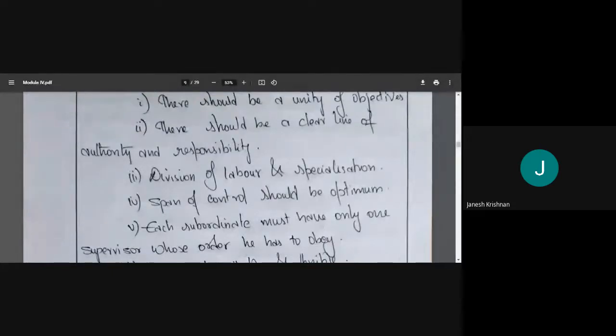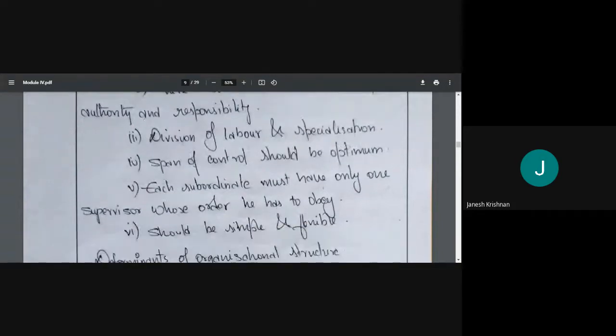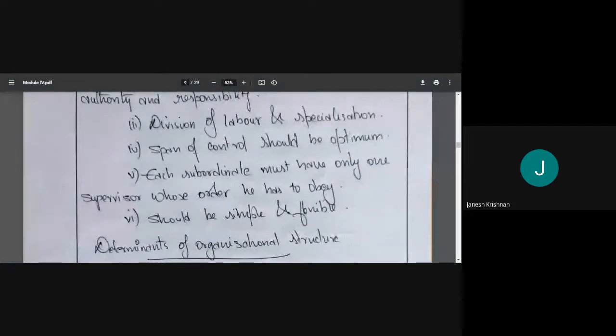What happens is one person may be able to guide 3 or 4 groups because he or she may have time. Some other person may have family or something and may not have the time to guide 2, 3 groups. So if someone says, I don't have time, I'll take 2. So the span of control should be optimum. Each subordinate must have only one supervisor whose order he has to obey. Whenever an instruction comes, I should know whose instruction I should follow, so there is no confusion.